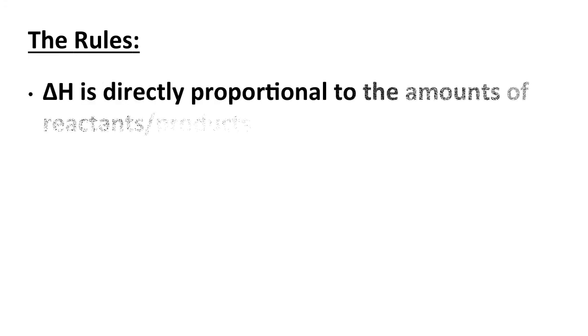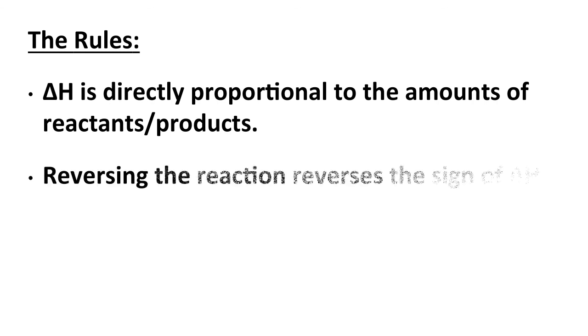And there are some rules that we have to follow here. The rules are that delta H is directly proportional to the amounts of reactants and products. So if we have twice as much stuff reacting, then we have twice as big a delta H. If we have 1/3 as much stuff reacting, we have 1/3 as big a delta H. If we take a reaction and we reverse it, then the sign, positive or negative, of delta H for that reaction will reverse as well.